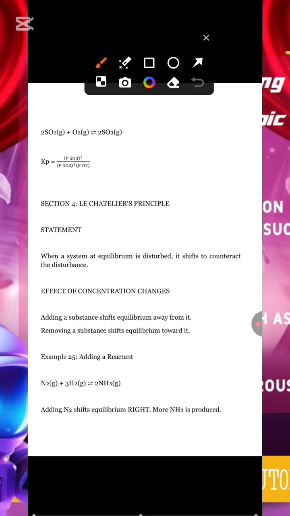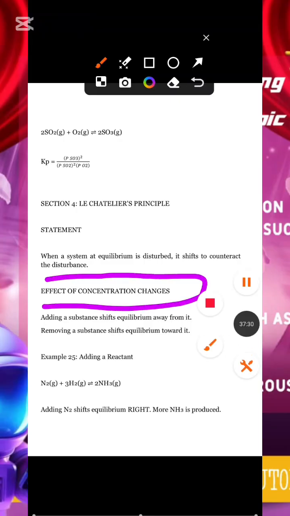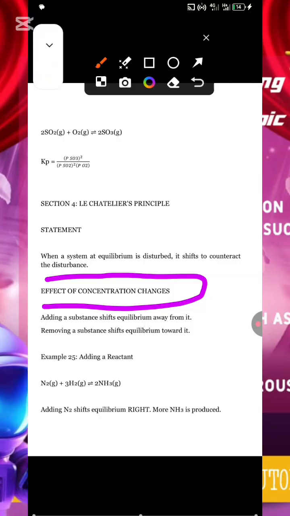Number one, you have change in concentration. Okay, the effect of concentration changes. Now, a change in concentration, how can this even alter a chemical system that is at equilibrium? Okay, now take notes. When you add a substance to a system that's already at equilibrium, that's you increasing the concentration of that substance.